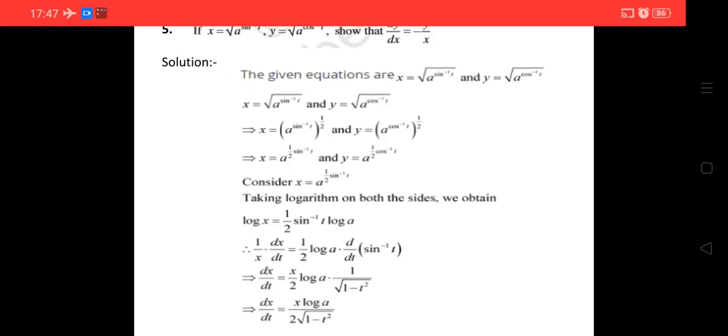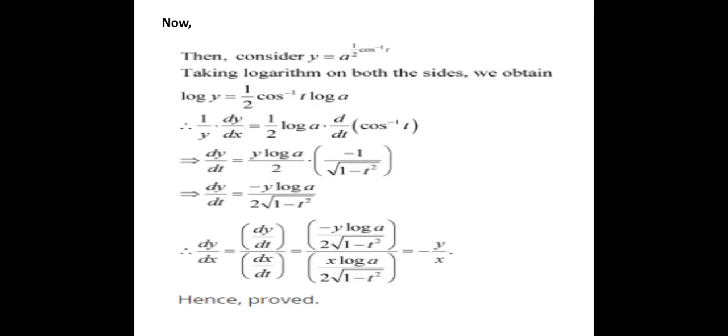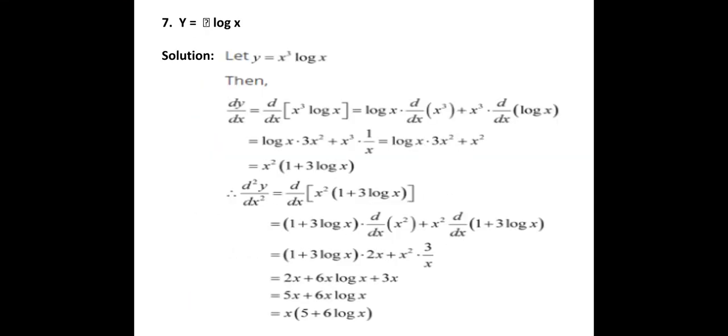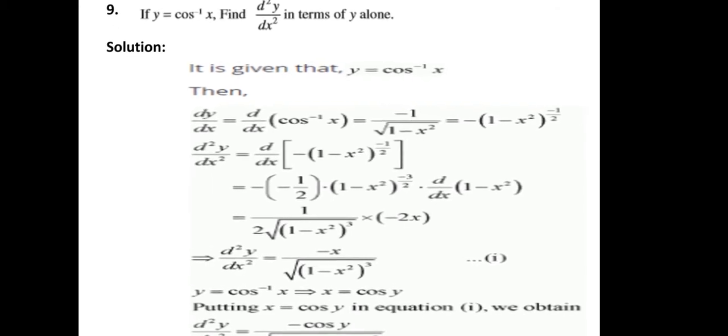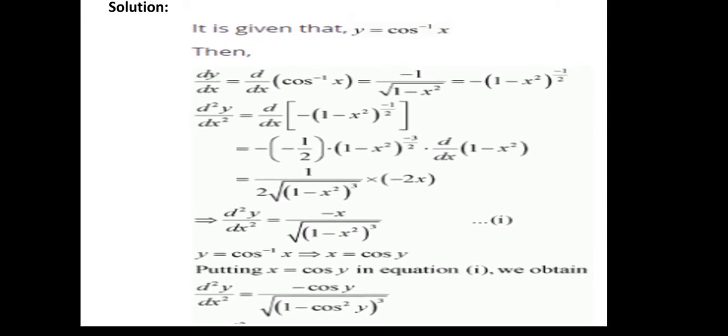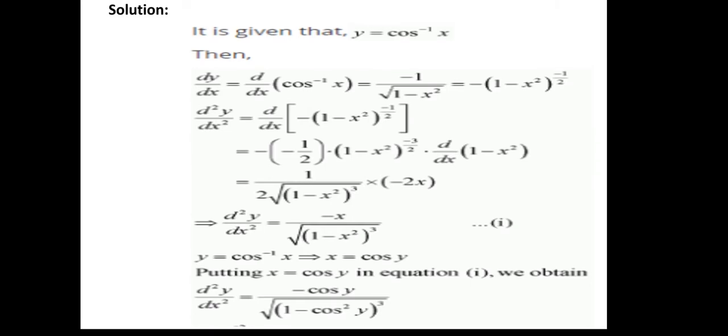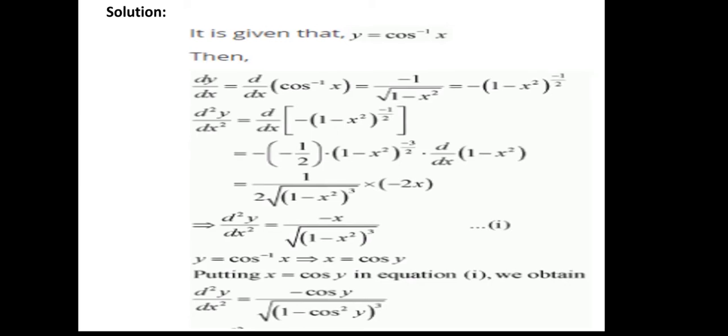Next we'll do one concept of the second derivative. You can see that y equals cos inverse x, and we have to find d2y by dx2 in terms of y alone. So students, the question is given y equals cos inverse x. Let us differentiate first. When you differentiate y equals cos inverse x, we get dy by dx. d by dx of cos inverse x is minus 1 by root over 1 minus x square.